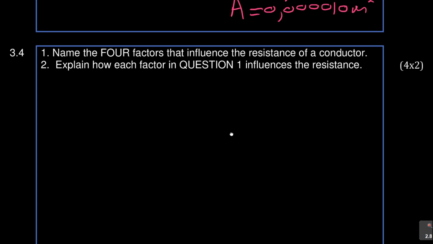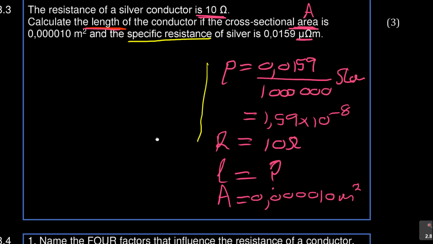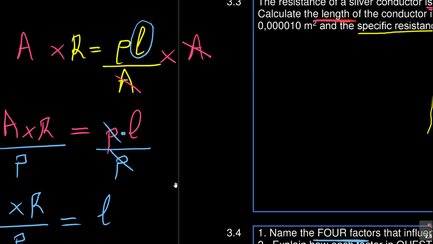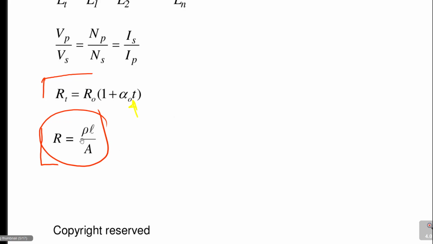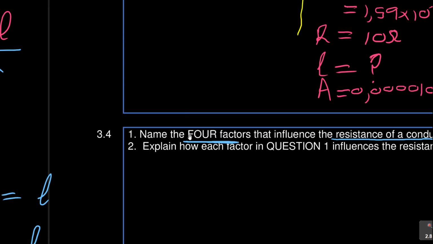Look at 3.4. It says, name 4 factors that influence the resistance of a conductor. How many factors? There are 4 factors. What do they affect? The resistance of a conductor. Now, I will encourage you to use the same formula here that we used. Where is the formula? R equals rho L over A. That's where you'll remember all of the factors there.